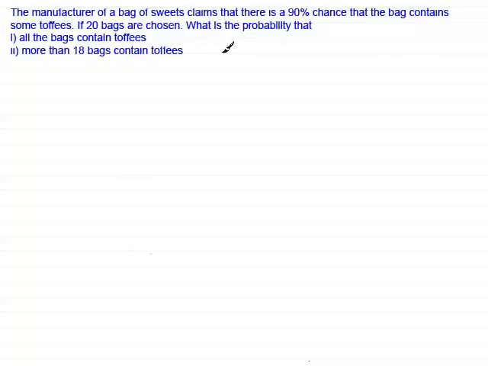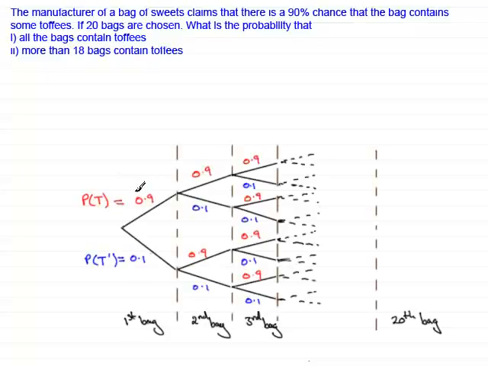Now, this particular question is a binomial distribution. Why? Because there are a finite number of trials. There's 20 in this particular problem, each referring to a particular bag of sweets. There are two outcomes in any trial: success, failure. Success being where we pick a bag that has toffees in it, failure being that the bag does not have toffees. The probability of success remains constant all the way through at 0.9, and the probabilities are independent of one another in any trial.